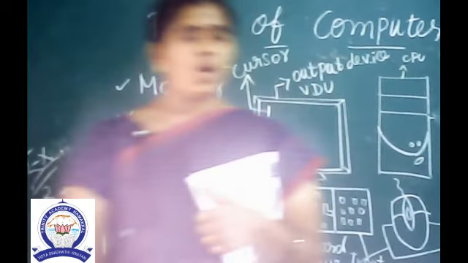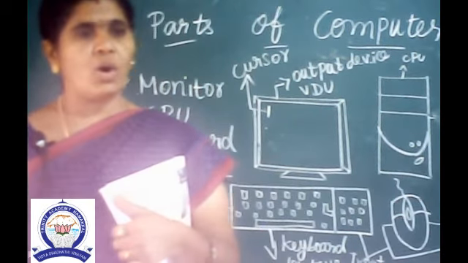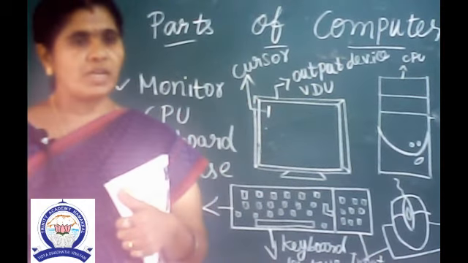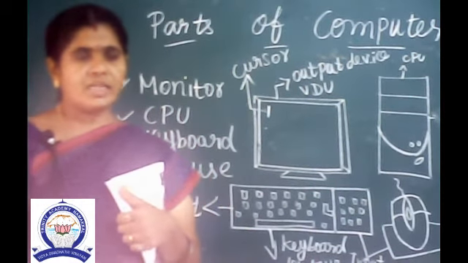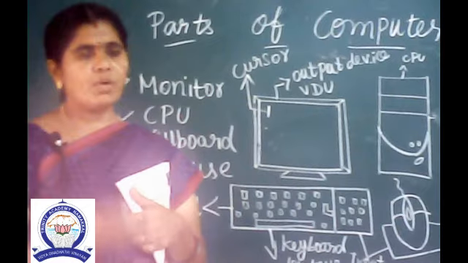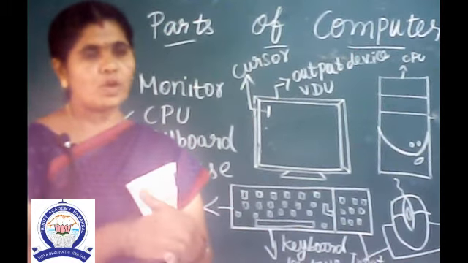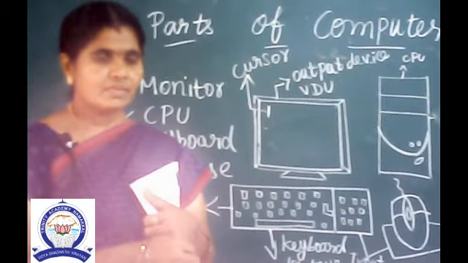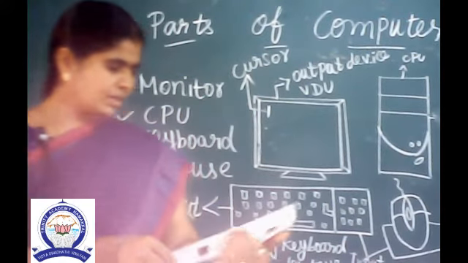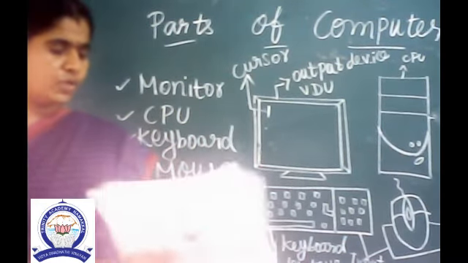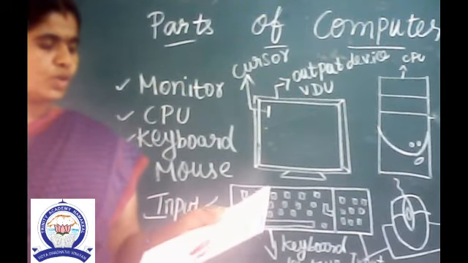Okay, here all the essential parts are working. What are the essential parts? Monitor, CPU, keyboard and mouse. Understand why these all parts are essential? Yes, very good. Now see, mouse.